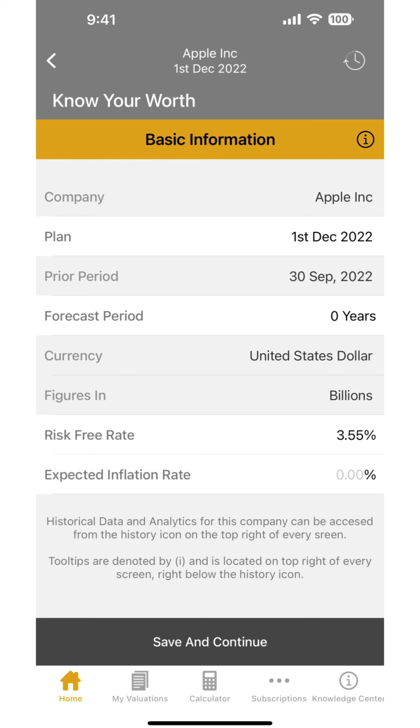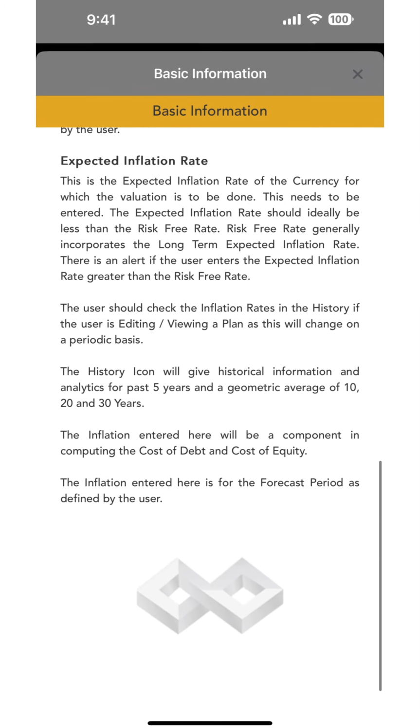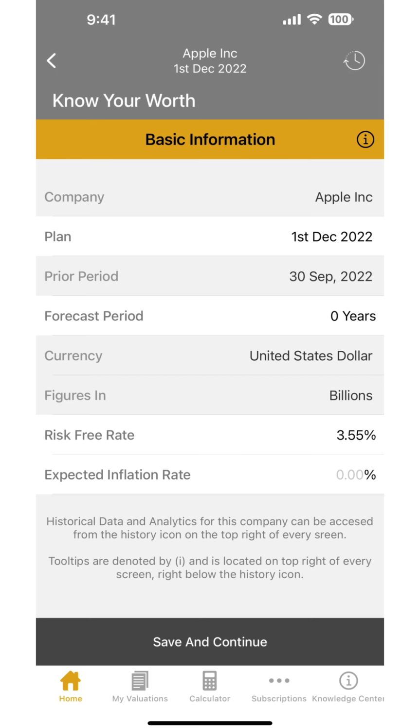In the basic information screen, you can see information like company name, prior period, currency, number scale, and risk-free rate are pre-filled in the app. The prior period is usually the prior period ended for which the information is available. The currency is US dollars. Figures are in millions or billions and are set by default. Users can also click the tooltips icon for information and clarity for using the app.